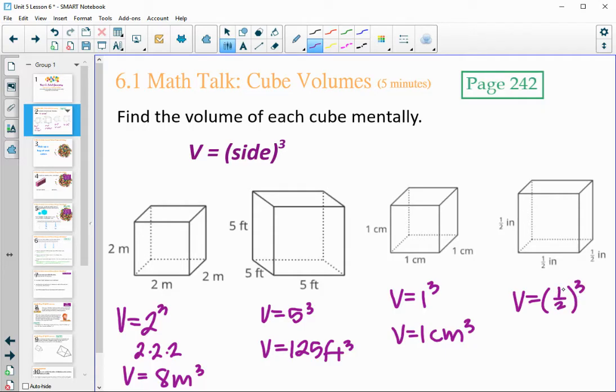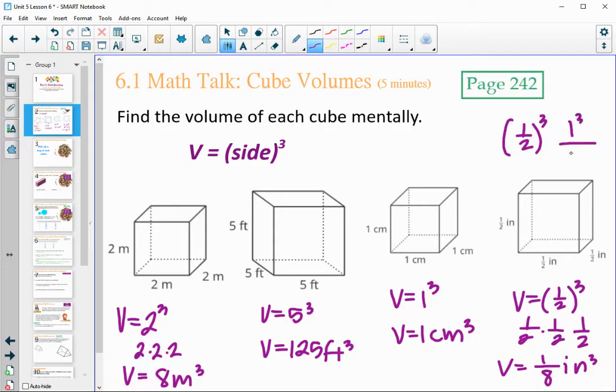For simplifying this one, you could write out three 1/2s times each other. So tops times tops, 1 times 1 times 1 would give you 1, and bottoms, 2 times 2 times 2 would give you 8, so 1/8 inches cubed. You could also use a rule of exponents, where you bring the cubed into both the top and the bottom. You see here you did 1 times 1 times 1, so you got 1 cubed, and 2 times 2 times 2, so you got 2 cubed. 1 cubed is 1, 2 cubed is 8.